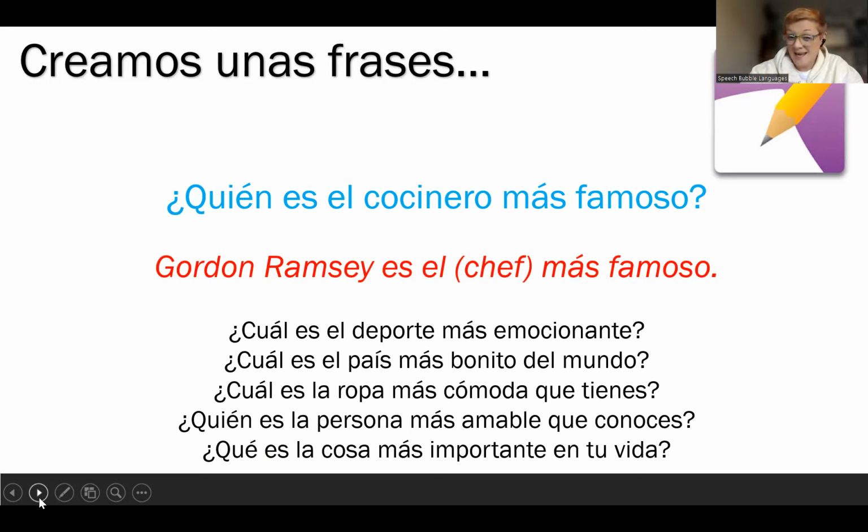Don't forget to change tengo at the end there too to match it. ¿Quién es la persona más amable que conoces? Who's the kindest person that you know? Again, don't forget also to change conoces to conozco. ¿Qué es la cosa más importante en tu vida? What's the most important thing in your life? Don't forget to say maybe that in your response too. Take your time to build some sentences in Spanish. Why not share them in the chat below?